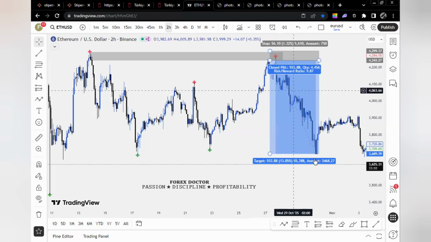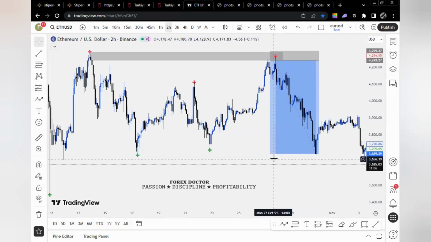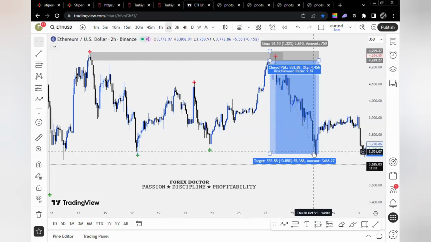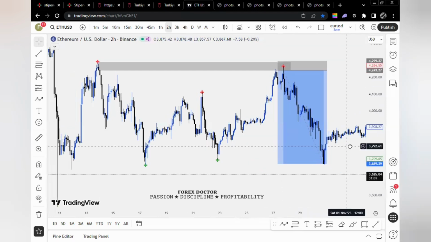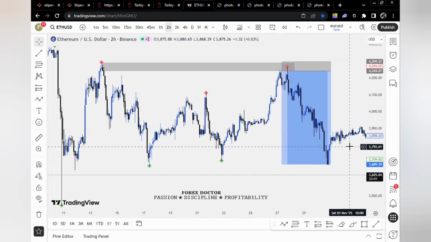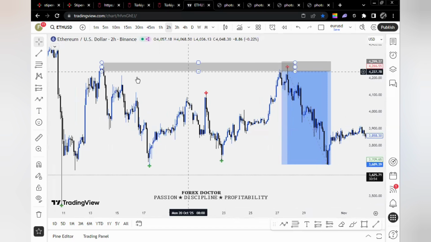And what happened? It hit my target, okay? This was my target where this blue ends. And it hit my target, and I secured money off the market, okay? As simple as that. Now there are some confluences that need to be added to it, which I'm going to be teaching you in the coming days, okay?